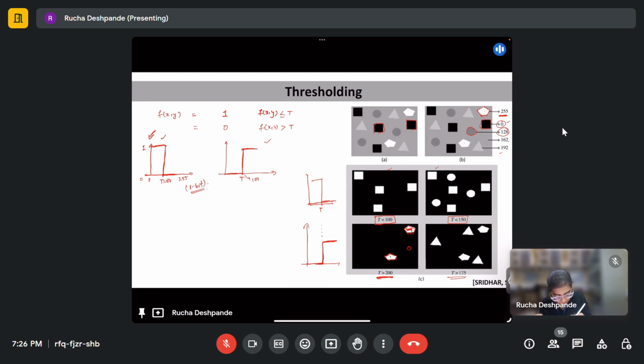Yeah, so this is thresholding. In case you want to remove some low values from an image, if there are some erroneous values, then you just apply this thresholding, and you can get rid of all the lower values.